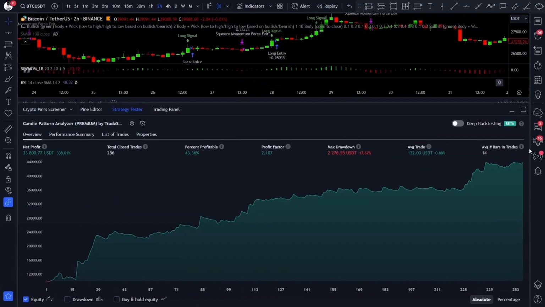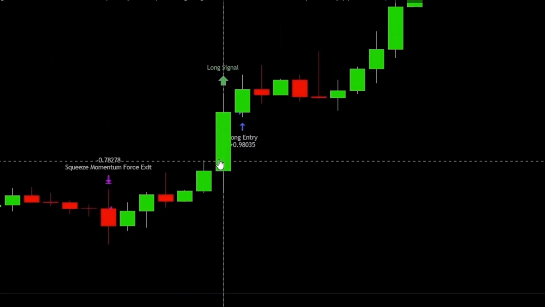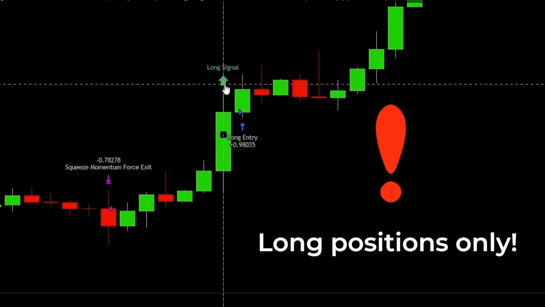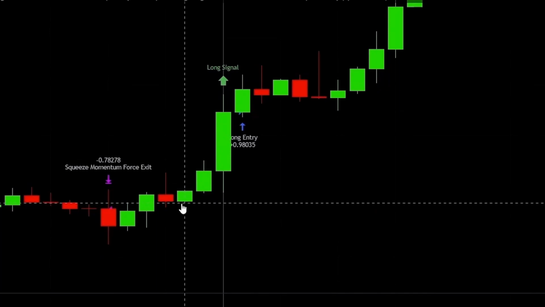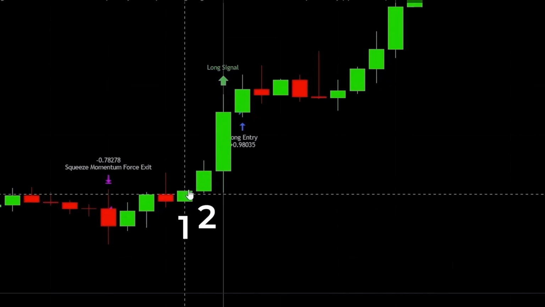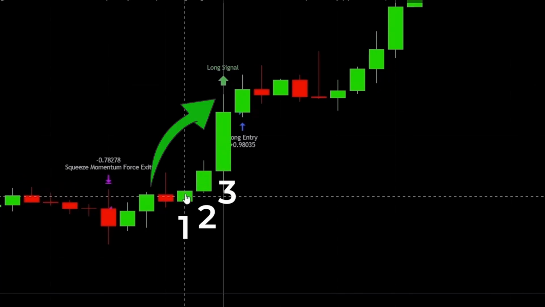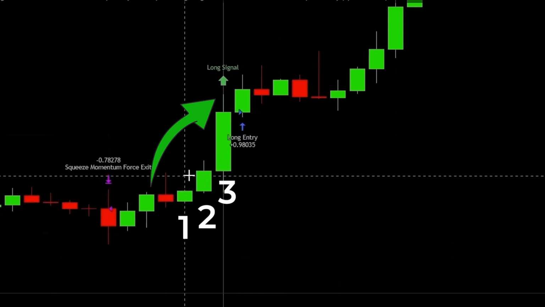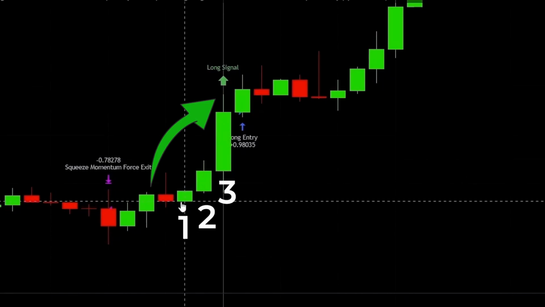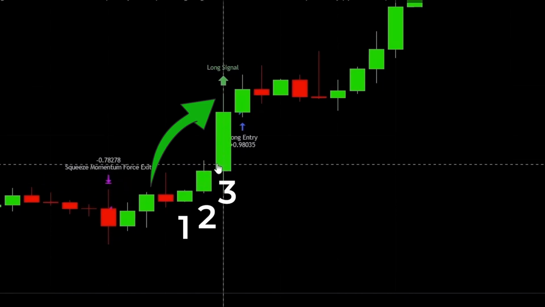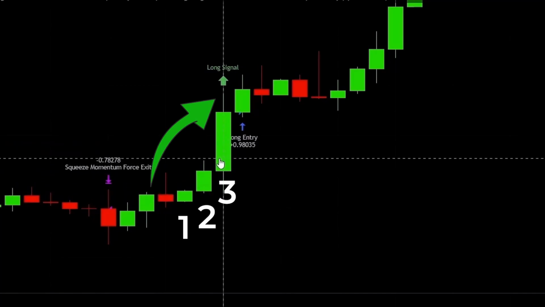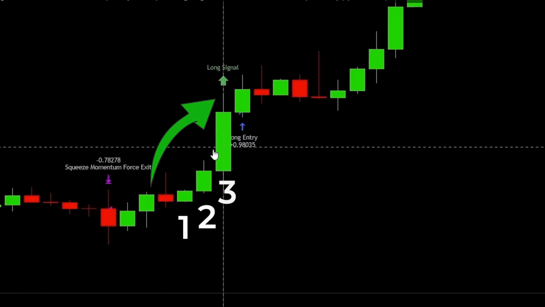and let's see an example. Here we can see a valid long signal. I also have to mention that this strategy is long only because short trades aren't generating as much profit. For a long entry, we want to see 3 green candles. Each new candle needs to be bigger than the previous one. So as you can see, this is the first green candle and this is the second one. Clearly, the second one is bigger than the first one. And as you can see, the third is even bigger than the second one.